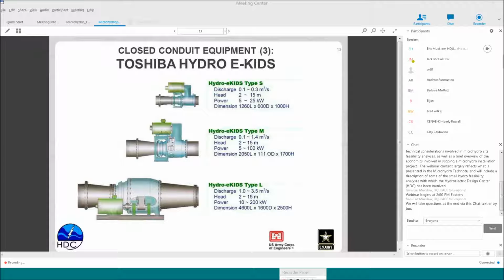This next slide shows the Toshiba Hydro E-Kids equipment. These units range from the microhydro scale, or 5 kilowatts, to in excess of 200 kilowatts. So it covers a broad range of applications for head or flow.